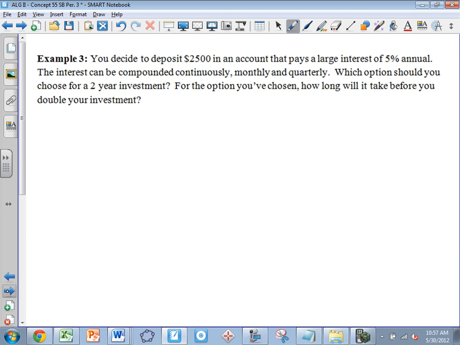That's the first part. Second, for the option you've chosen, how long will it take before your investment doubles? What's your investment, everybody? How much money? $2,500. Good. Okay. That's our A value. What's our interest rate? 5%. Are we making money or losing money? Losing. Uh-oh. I hope we're making money. You're investing money. When you invest money, your goal is to make money. Okay? It's a positive interest rate.